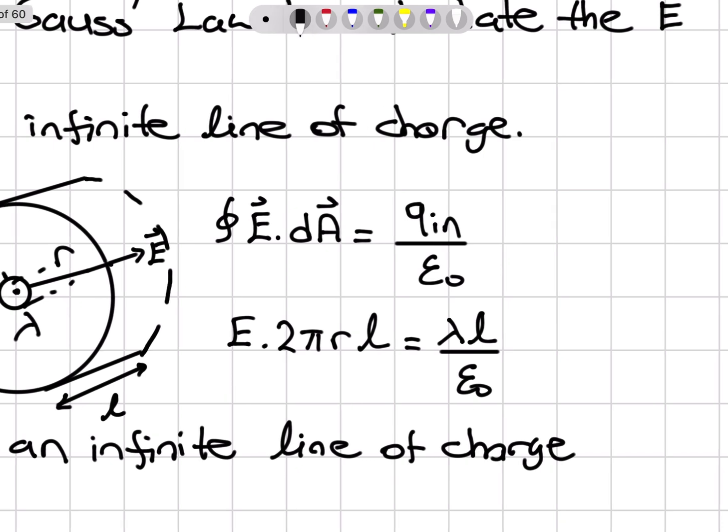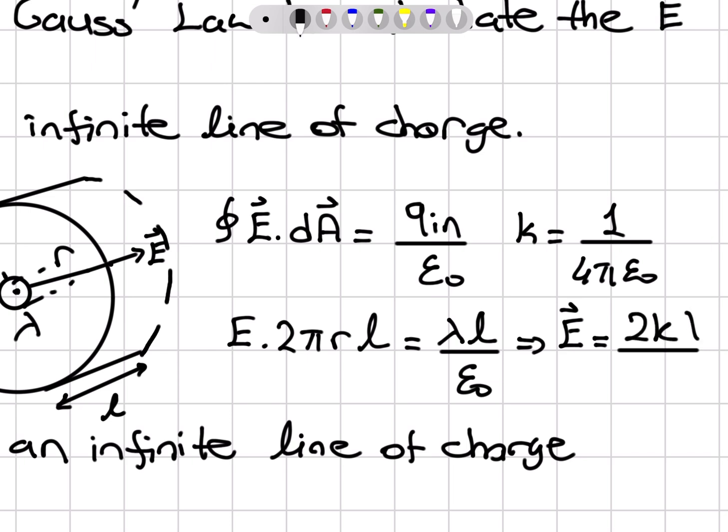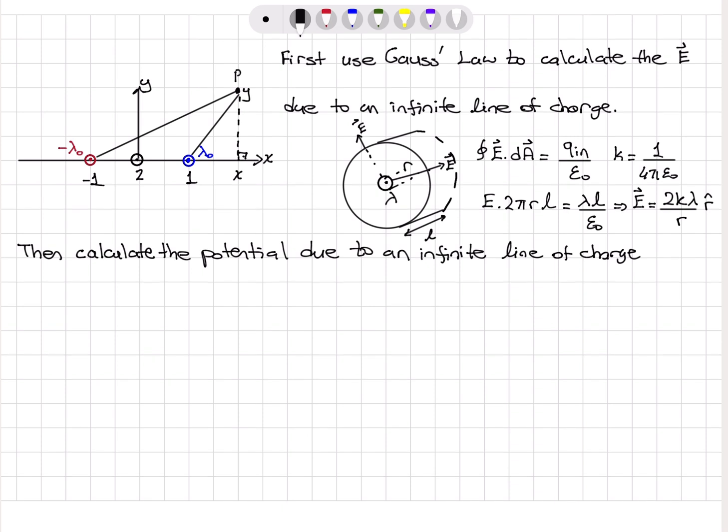So this tells us that the electric field can be written as, noting that Coulomb's constant k is equal to 1 over 4 pi epsilon 0, 2k lambda over r, where r is the radial distance from the center, in the r hat direction. So that's our electric field emanating from this surface.